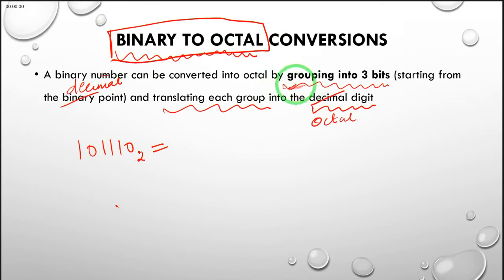The method here is that you group the binary digits starting from the decimal point, which is here to the rightmost, and you translate each group of 3 bits into an octal number. So we start from here, we count 3, those 3, and those 3. And we know that 110 from our knowledge of binary numbers is equivalent to 6, and 101 is equivalent to 5. So we could say that this number in binary is equivalent to 56 in octal. That is what this statement says.